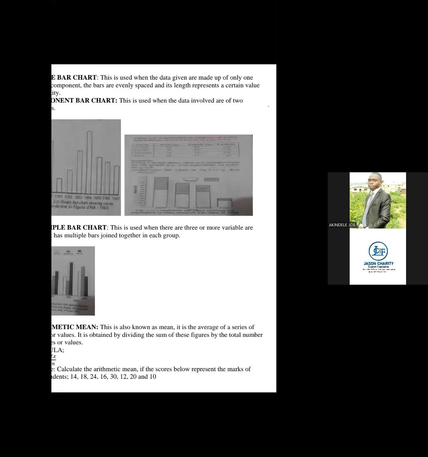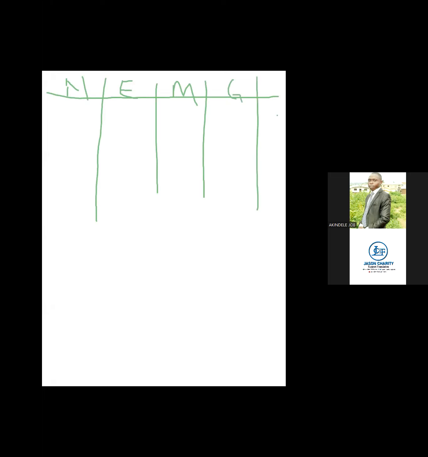Let me also demonstrate that. Let's say N represents names. Let's say we have E here, representing economics, then mathematics, and then government. One thing you need to understand here is that there is no need of getting the total. You don't need the total. What you need to do is just to go straight.